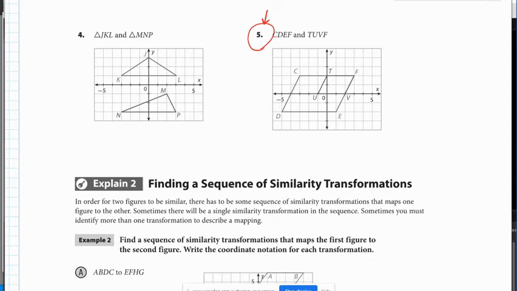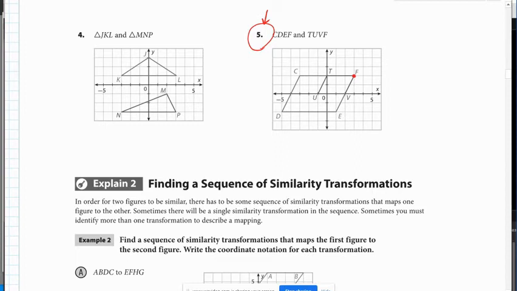So these two figures are similar. You could do this a couple of different ways. You could do a dilation with a scale factor of 2 centered at point F. Or actually, going from CDEF to the small one would be a dilation with a scale factor of 1/2.